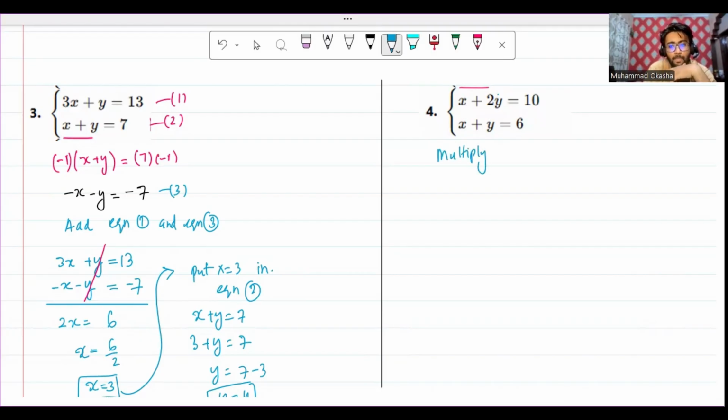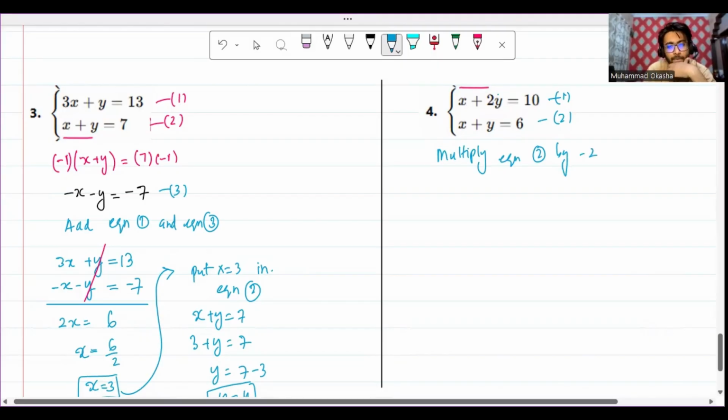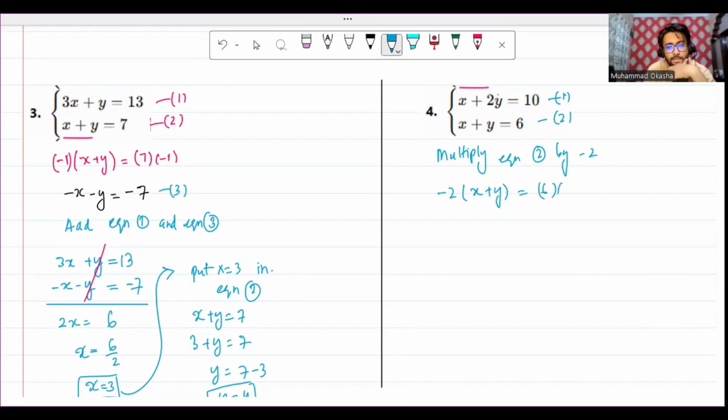Let's call this equation 1, let's call this equation 2. Multiply equation 2 by -2. So -2 times x plus y equals 6 times -2. -2 times x is going to be -2x, -2y equals 6 times -2 is -12. And let's call this equation 3.